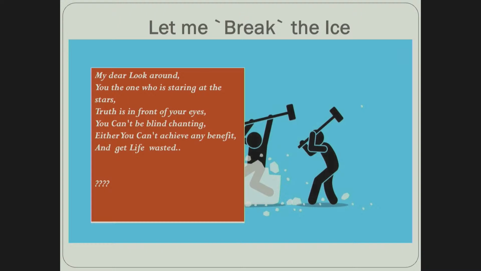My dear, look around. You, the one who is staring at the stars. Truth is in front of your eyes. You can't be blind chanting. Either you can't achieve any benefit and get life wasted.